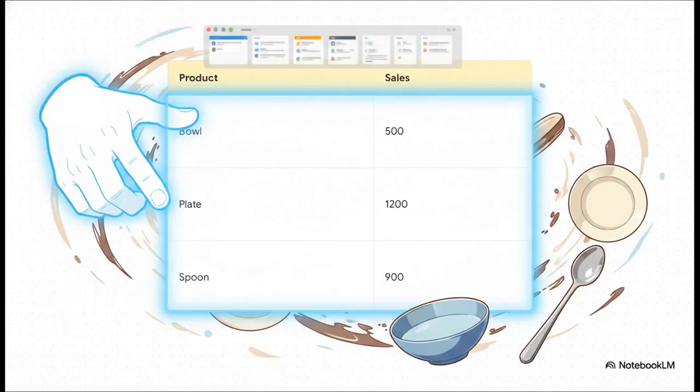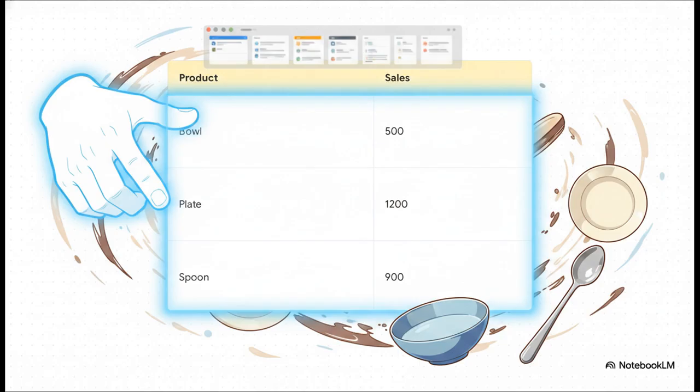Now this next bit brilliantly illustrates just how precise you can get, specifically when we're talking about Google Sheets. Let's say you have an inventory table. Maybe it's showing bowls, plates, and spoons, and it's buried inside this massive, unwieldy spreadsheet with multiple tabs and thousands of rows. You don't have to force the AI to read the whole entire workbook.